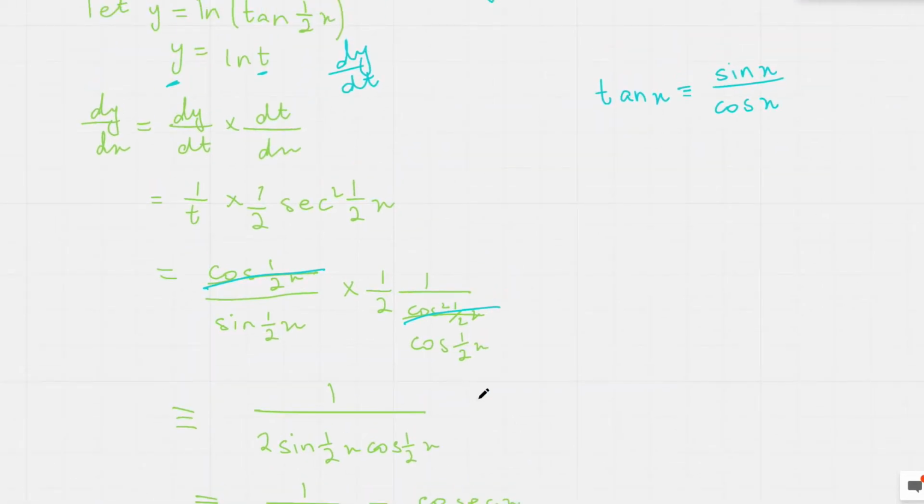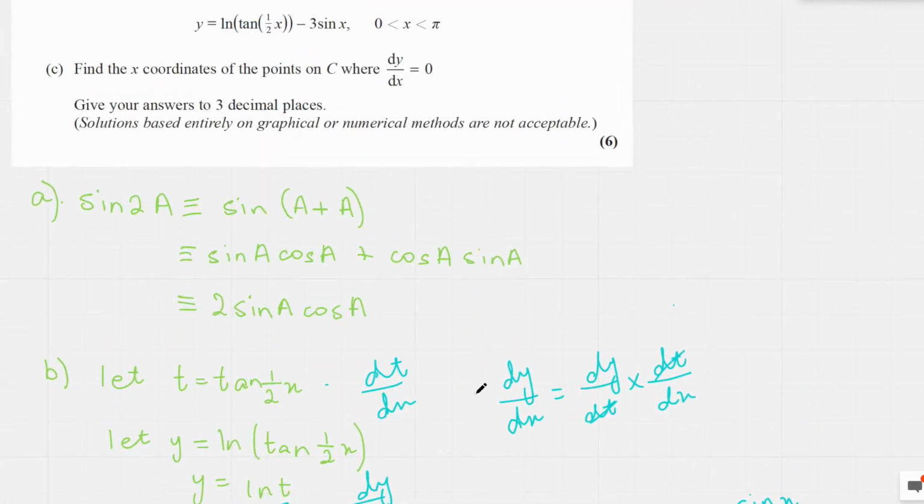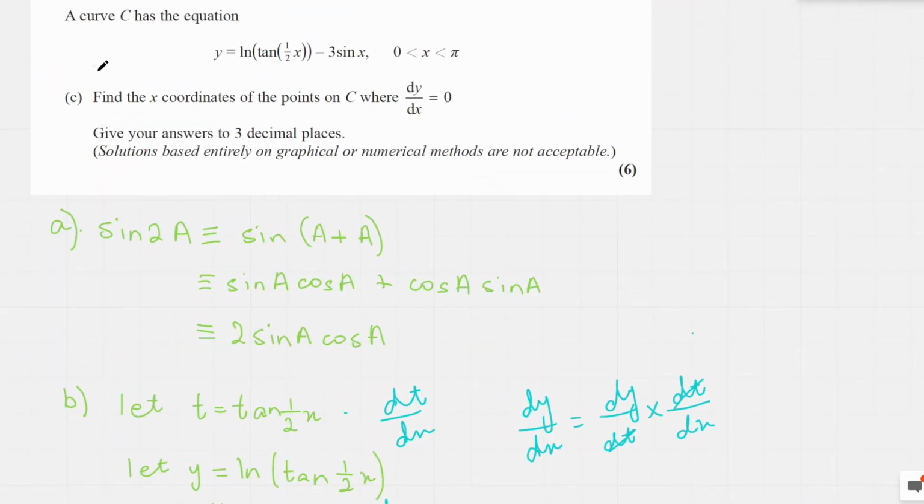In part C, a curve C has the equation y equals the natural log of tan half of x minus 3 sine of x, and they've given us a range. Find the x-coordinates of the points on C where dy over dx equals 0. Give your answers to 3 decimal places.